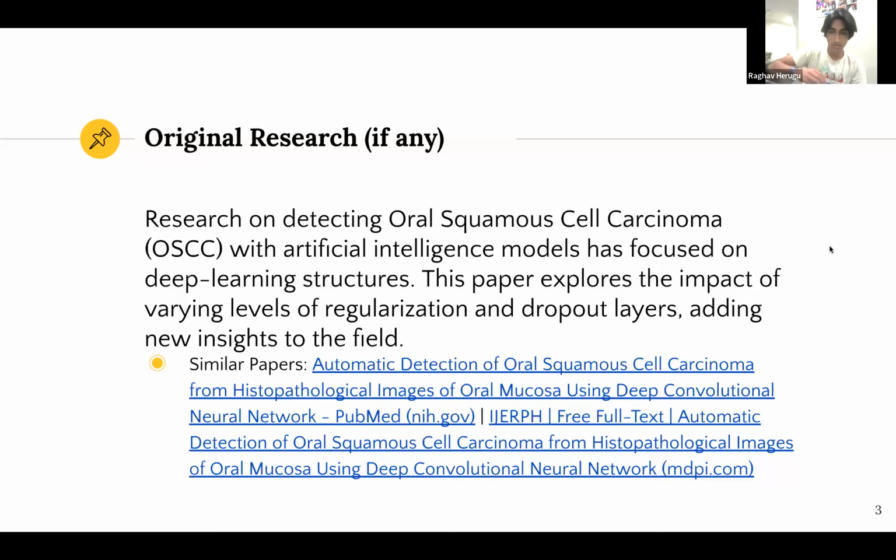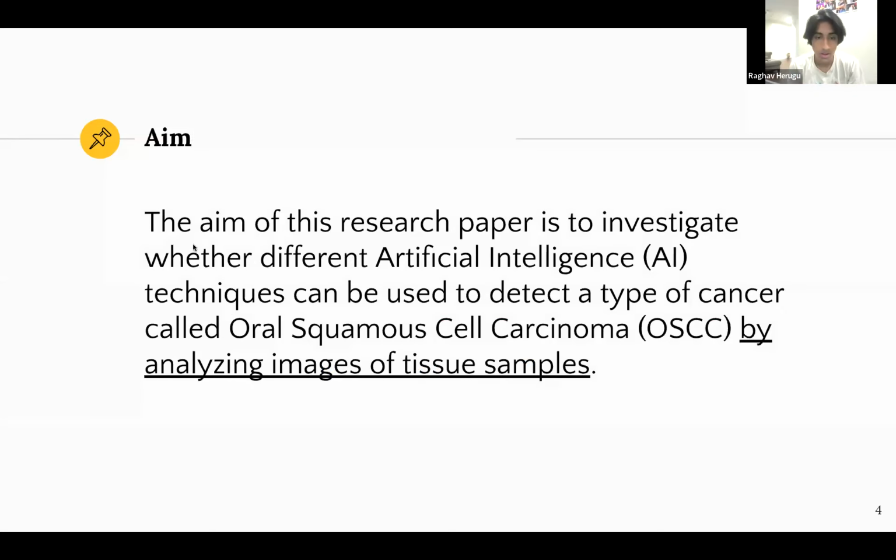Next slide, please. The focal point of the research that we're going to discuss today is an exciting and potentially transformative one. We're venturing into the realm of harnessing the power of artificial intelligence, or AI, to combat a serious health concern, OSCC. Our journey of exploration centers around the intriguing question: can we train AI models to become adept at detecting OSCC? And we're not asking our AI to make this detection based on simple data. Instead, we are challenging it to analyze complex images of tissue samples, a task that requires a sophisticated level of understanding and pattern recognition.